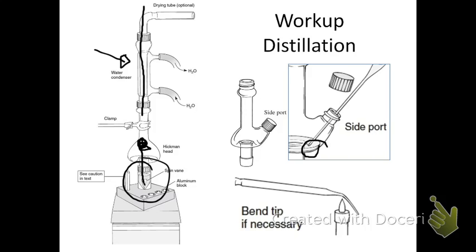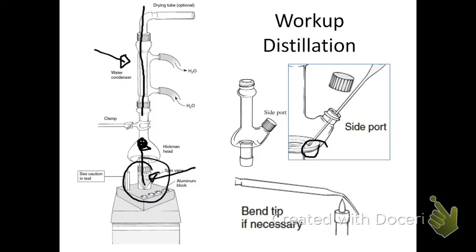Now, the goal of this distillation is actually to remove isopentyl alcohol, I should say, to separate isopentyl acetate from the isopentyl alcohol, which has a higher boiling point. One of the things to remember when you do a distillation is never distill to dryness. That is, make sure that you leave some liquid down in here.